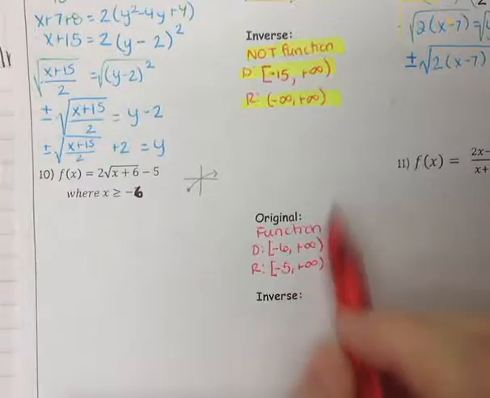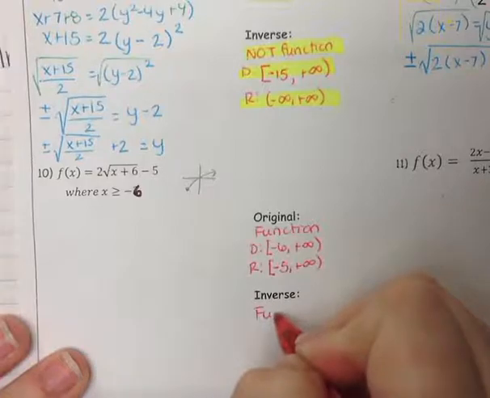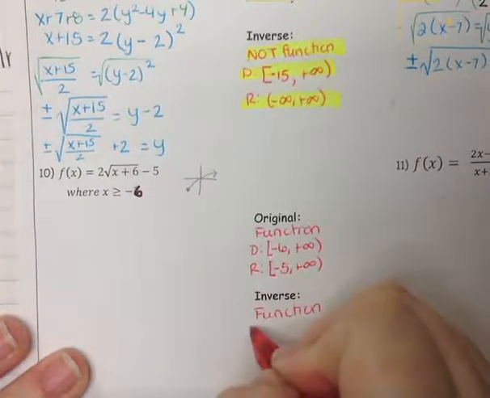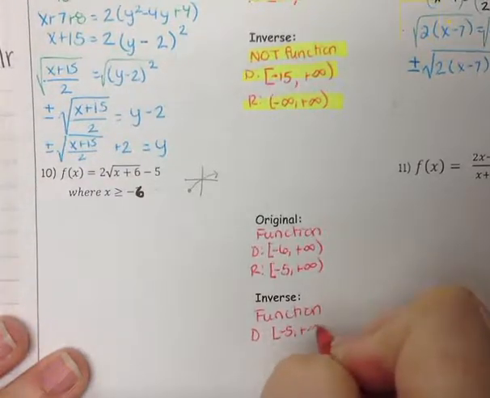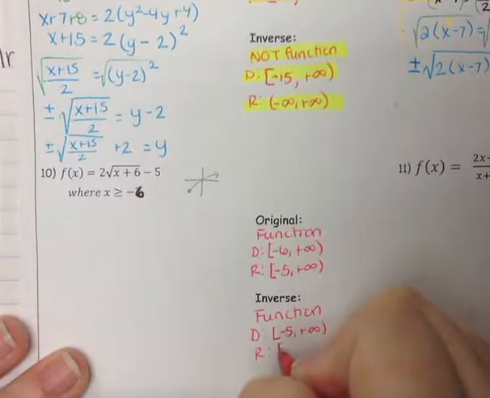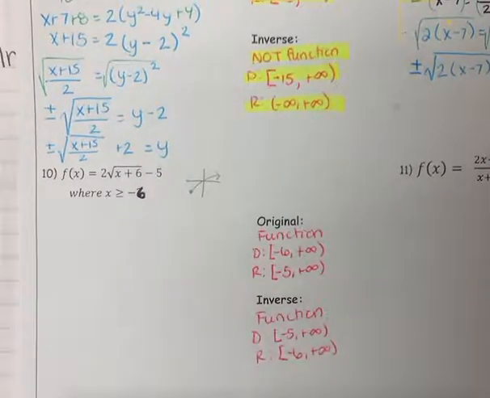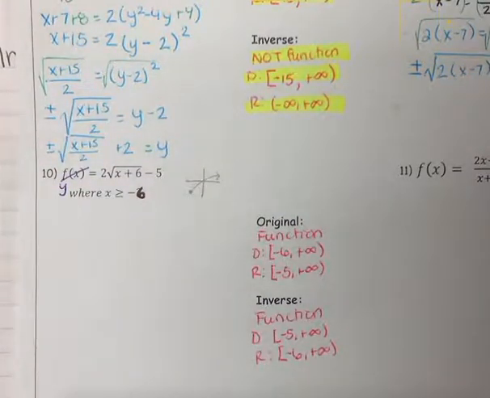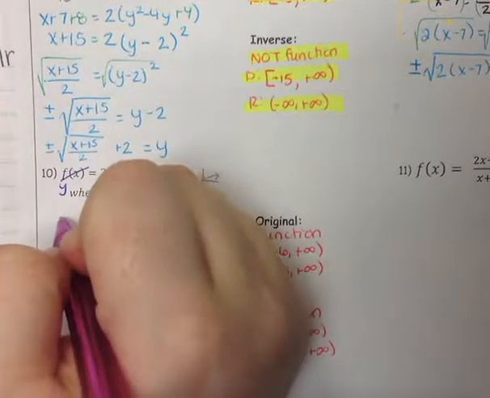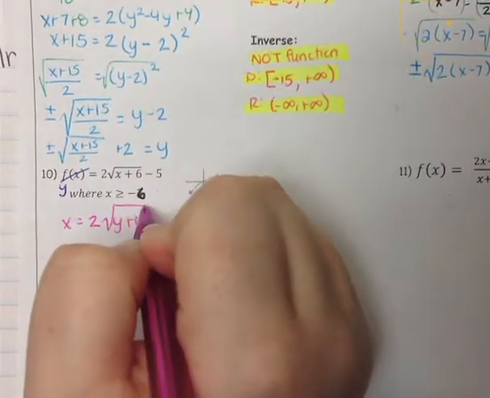The inverse will be a function because this graph passes the horizontal line test. Our domain of the inverse will be that negative 5 to positive infinity, and our range will be that negative 6 to positive infinity because we have the restrictions. So we'll change the f of x to a y, and we will write this as x equals 2 times the square root of y plus 6, then minus 5.